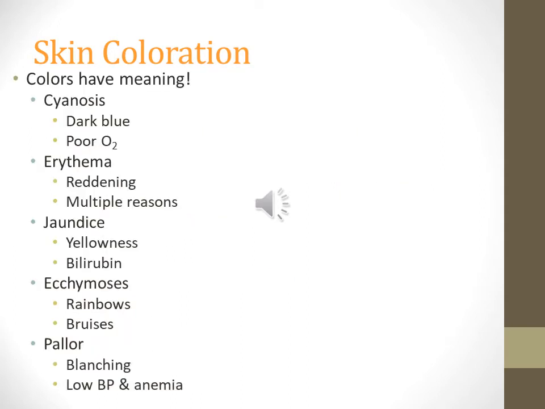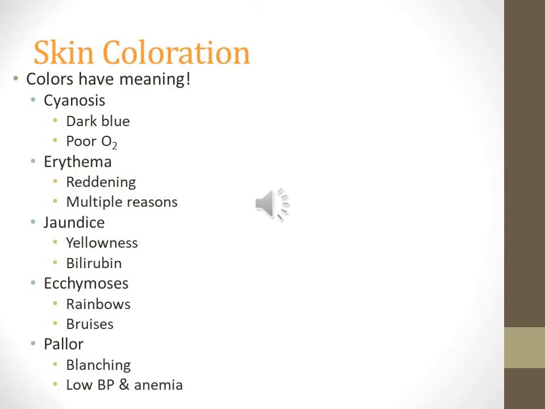A little bit of practical application. The actual color or the hue of the skin also has meaning. So we have things like cyanosis, which is a dark blue color. This has to do with the poorly oxygenated hemoglobin and can indicate respiratory or cardiovascular problems.